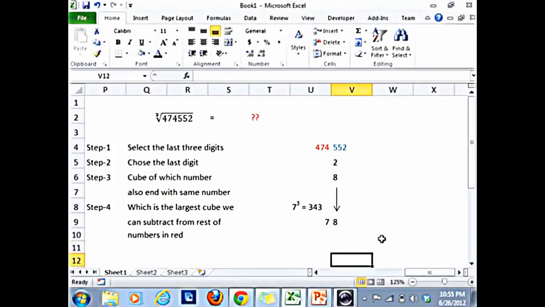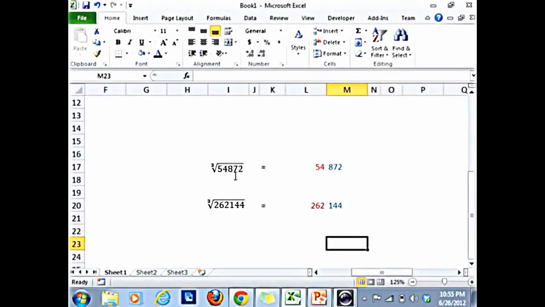So let me give you another example. I have 54872. It can be written as 54 and the 3 digits at the end, which is 872. So the number ends with 2, and 8 cube also ends with 2. So I will write 8 here.